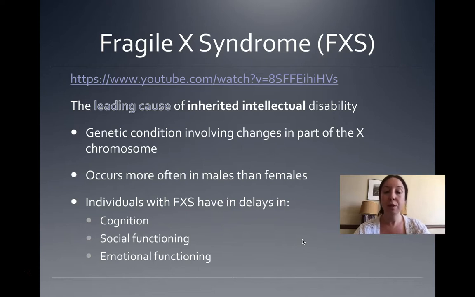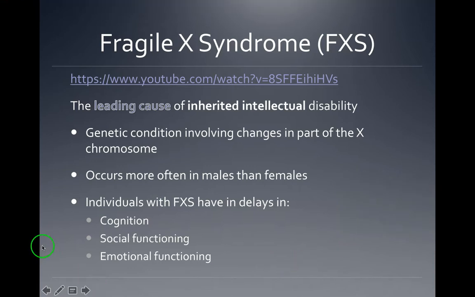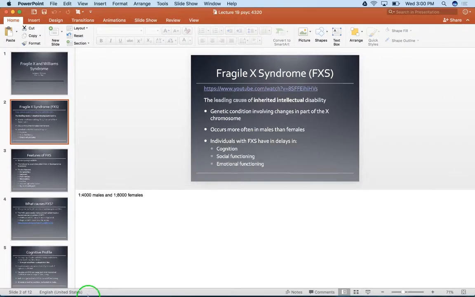Because females have two X chromosomes, or sex chromosomes, and males have an X and a Y, since males don't have an additional X to possibly overpower the Fragile X, that's why it occurs more often in males than females. Individuals with Fragile X have delays in cognition, again, to varying levels, which we'll talk about depending on certain things, social functioning, and emotional functioning. So now I'm going to show you guys a video about Fragile X.